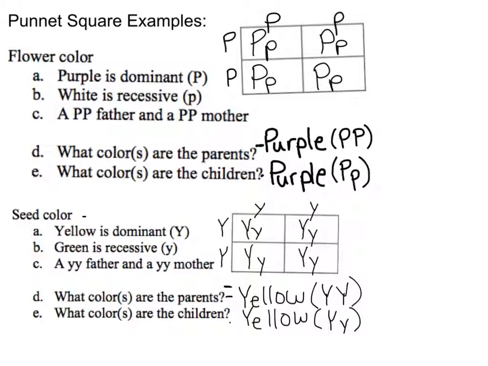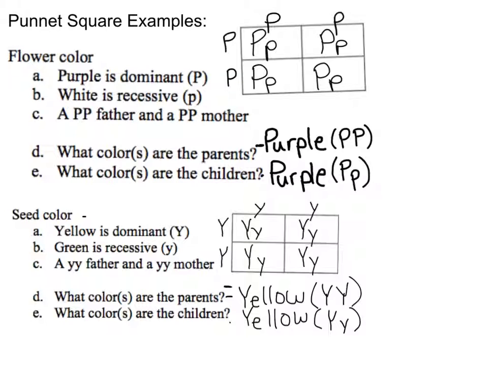Punnett square examples. 1. Flower color. Purple is dominant, which is capital P, and white is recessive, which is lowercase p. A dominant father and a dominant mother is shown on the pedigree chart. See the dominant father and the dominant mother. And here are the results that the kid may have, the possibilities. The color of the parents are purple, which is dominant, and the color of the children will be still purple, and it will be dominant and recessive.